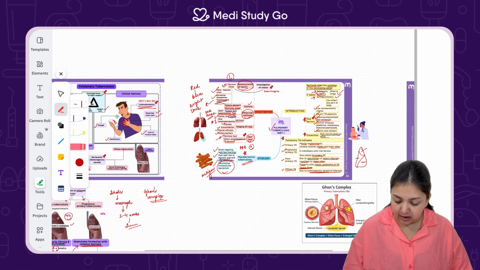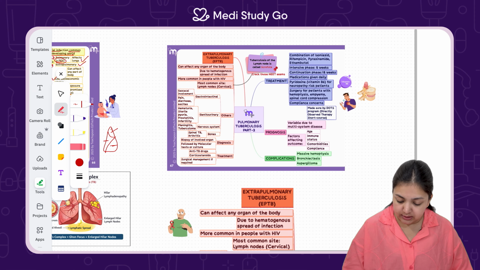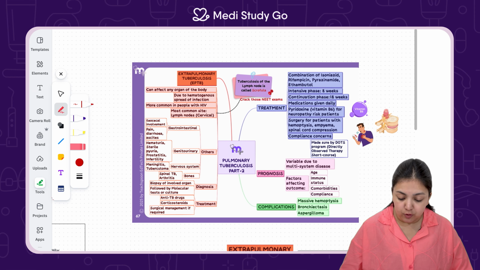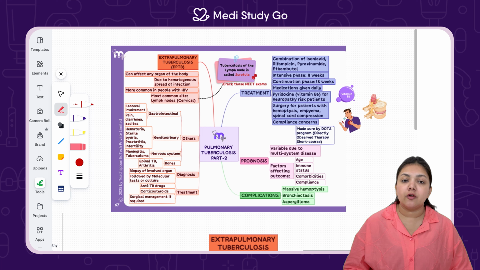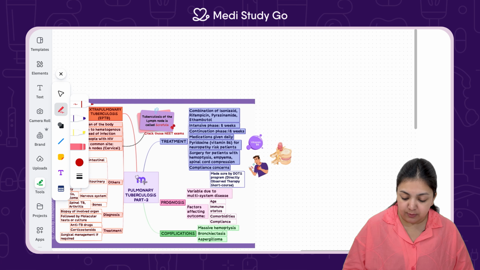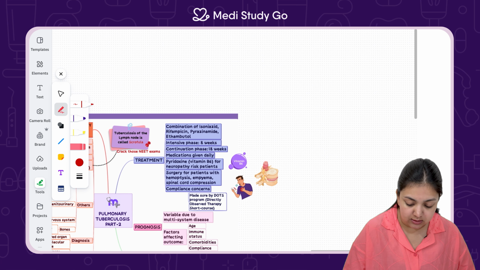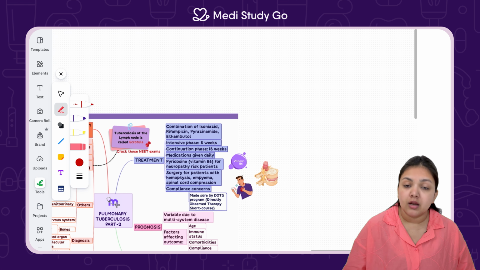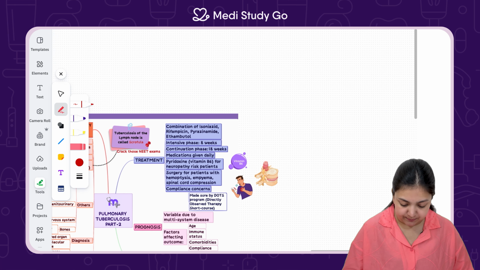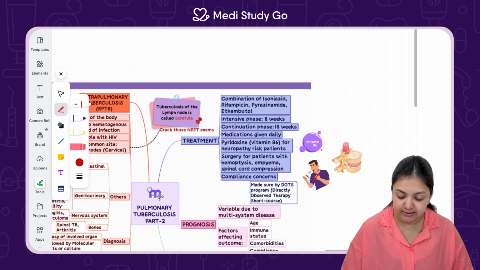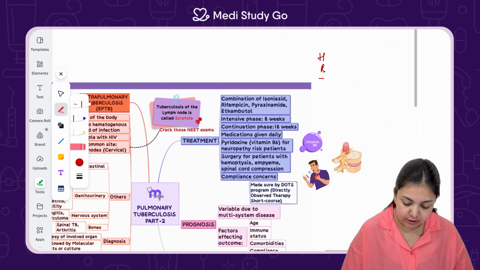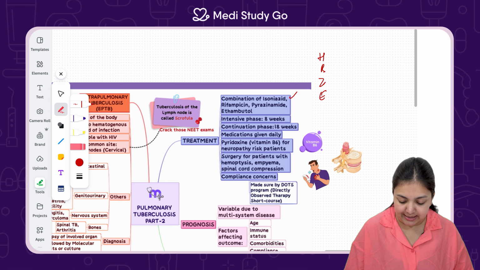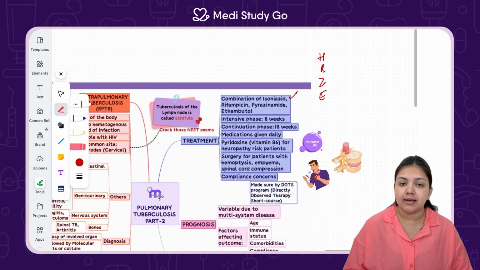Now, moving ahead, after diagnosis, what's important is the treatment and the prognosis of such patients. For the treatment, the classic treatment for tuberculosis involves the HRZE therapy. Now, what is HRZE therapy? HRZE therapy is basically a combination of 4 drugs: isoniazid, rifampicin, pyrazinamide, and ethambutol.